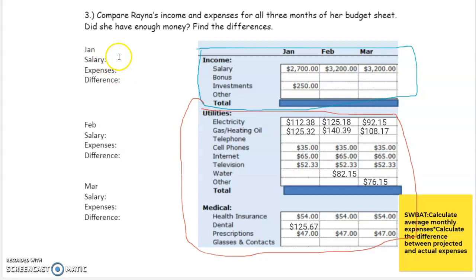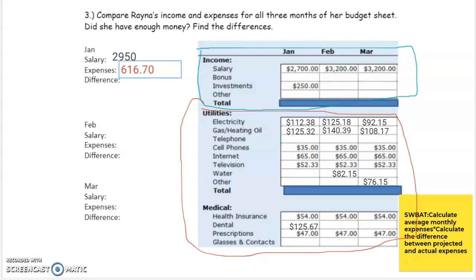So for the first month, the salary, or how much money you've made, would be that $2,700 plus the $250. So that actually just comes to $2,950 from your salary and your investments that you got money back from. So you made that much money. Now we can add up all of our expenses. So all you would have to do is, for January, add up all of these expenses right here. So start with the 112.38 and go all the way down to 47. When you do that, you should get your answer of $616.70.